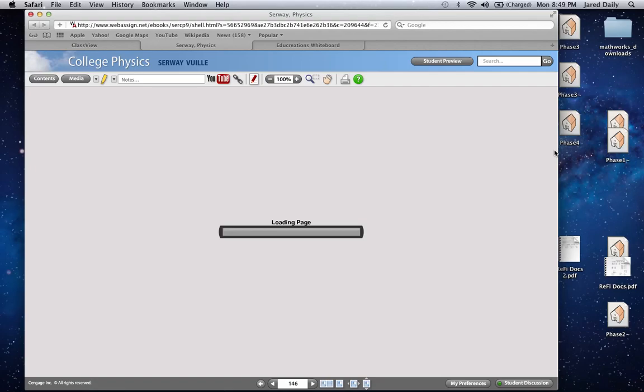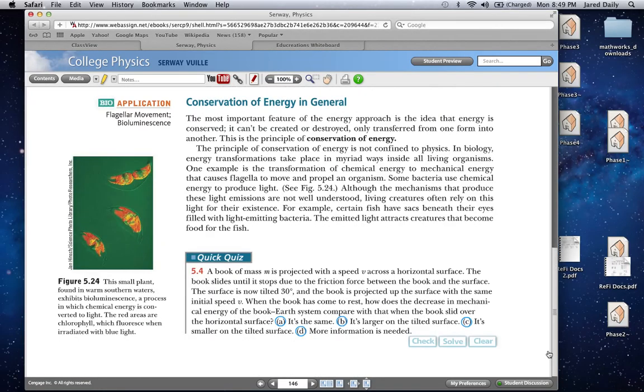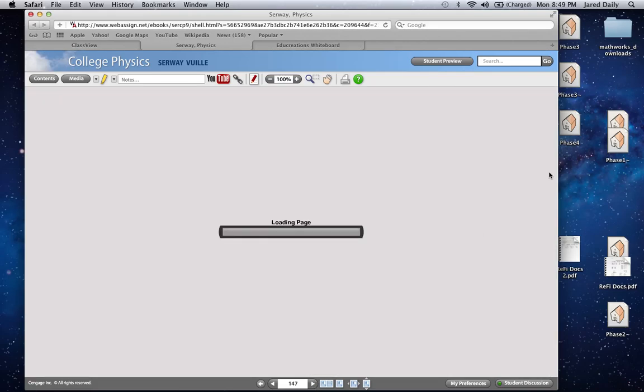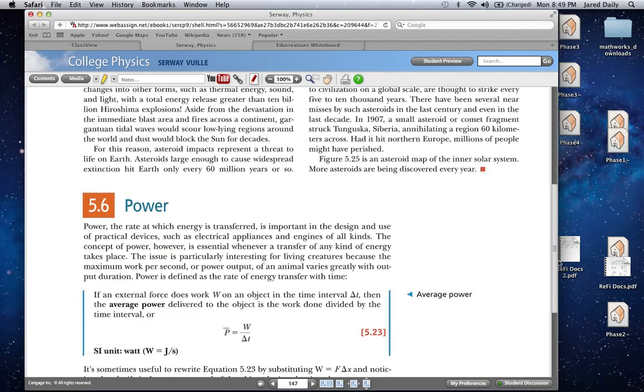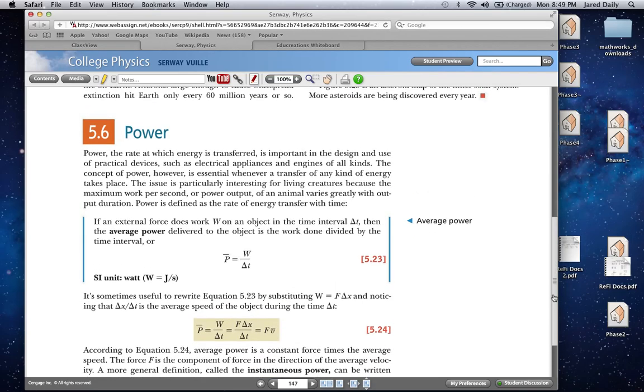And now we will move on to wherever we're moving on to. See if we can find it here. Where are we moving on to? Getting here eventually, 5.6. Oh, we did power already. Why did we do power? Oh, that's because I'm on the wrong day. So we need to finish this up.